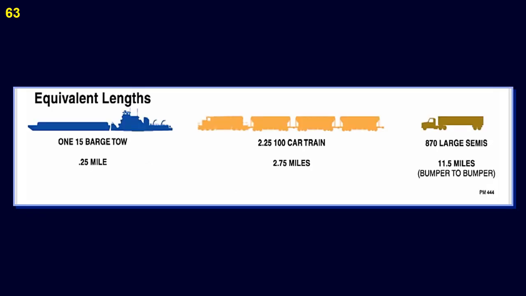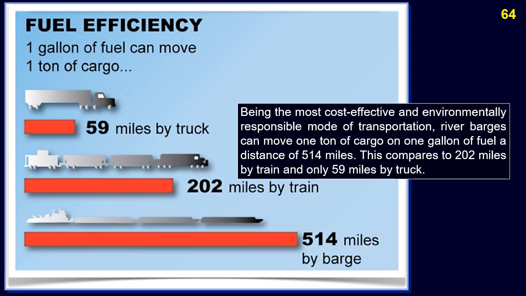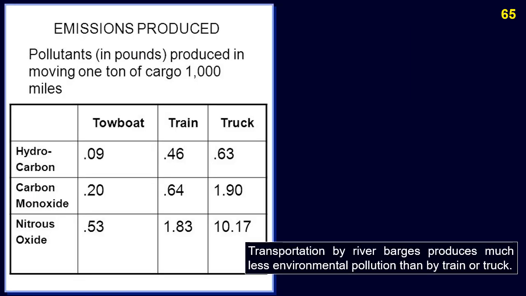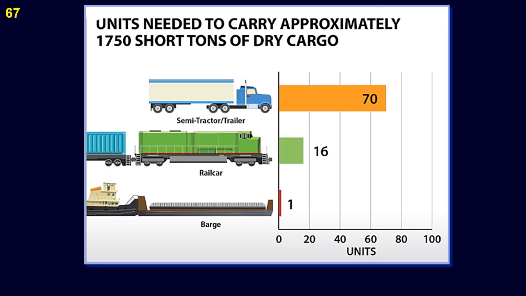One tow of 15 river barges extends 1/4 mile. To carry the same weight would require 2.25 trains, each 100 cars long, and extending a total distance of almost 3 miles. Being the most cost-effective and environmentally responsible mode of transportation, river barges can move 1 ton of cargo on 1 gallon of fuel, a distance of 514 miles. This compares to 202 miles by train and only 59 miles by truck. Transportation by river barges produces much less environmental pollution than by train or truck. The efficiency of river barge transportation is true for both dry cargo and even more so for liquid cargo.